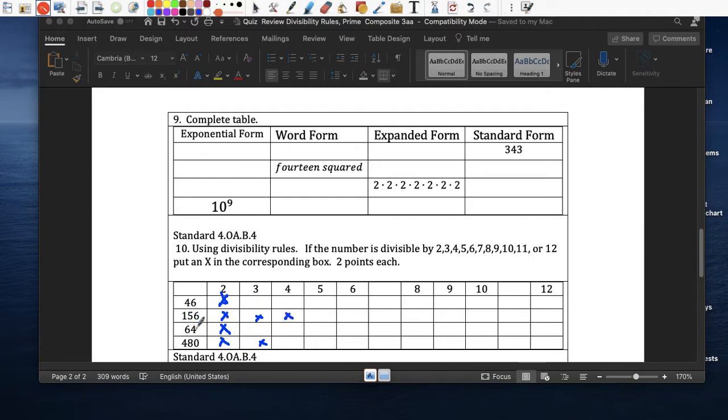So is 64 divisible by 4? Yes. Is 480 divisible by 4? 80 definitely is divisible by 4, so that's okay too. For 5, the only one that's divisible by 5 is 480 because it ends in a 0.